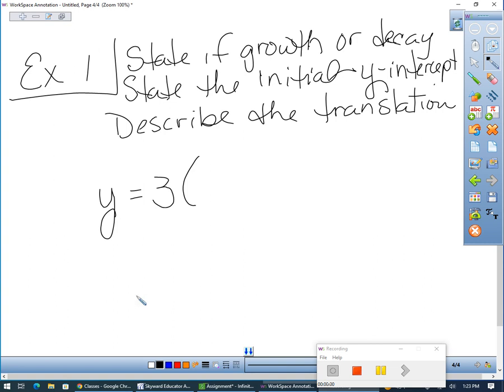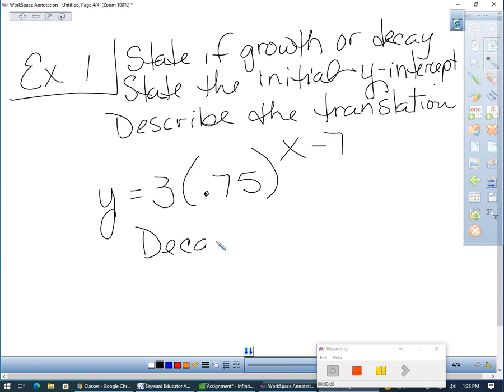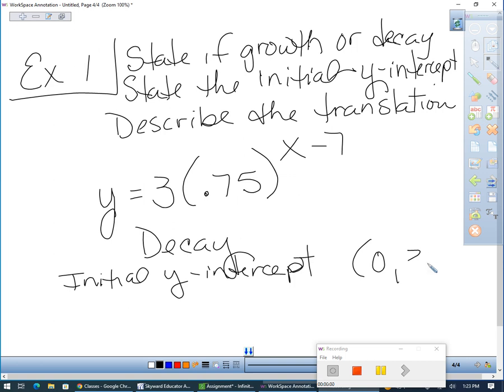All right, so we have 3 times, let's say I have 0.75 to the x minus 7. Is that number in the parentheses greater than 1? So this is going to be a decay. So first thing we're going to say it's a decay. The initial y-intercept. Good. Good job. The initial y-intercept is (0, 3).